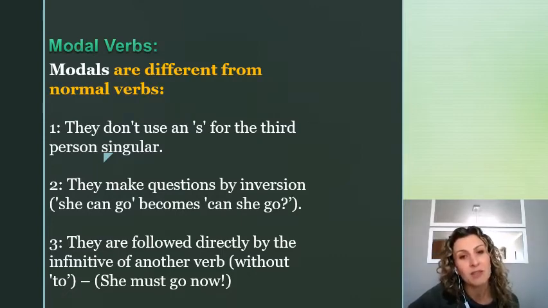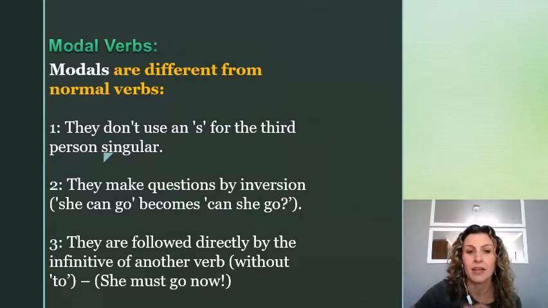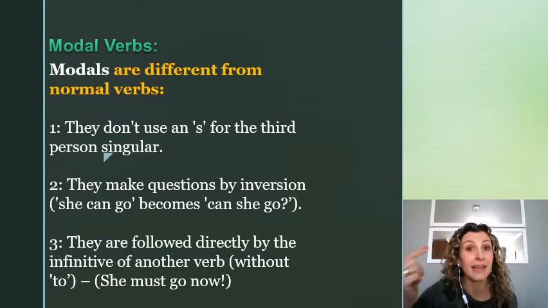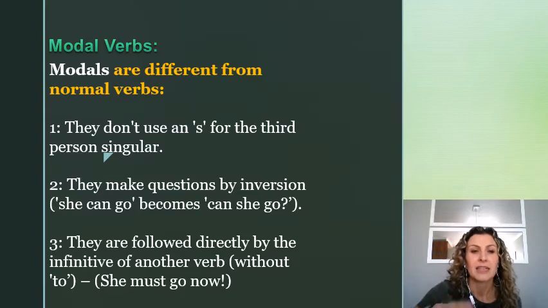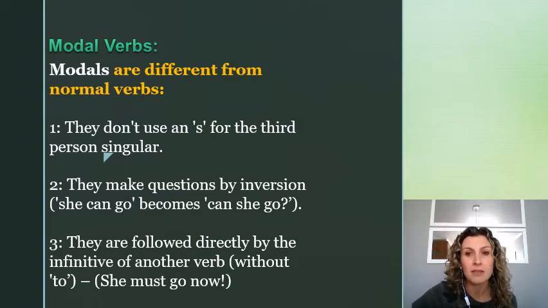They make questions by inversion. In an affirmative sentence you say, she can go, but when you ask with modal verbs, you say, can she go? So always remember that you say, can I go to the restroom? Can I help you? Number 3, they are followed directly by the infinitive or another verb without to. Example, she must go now. You never say she must to go.